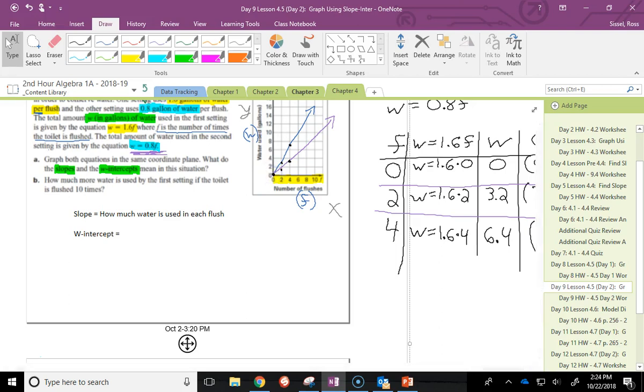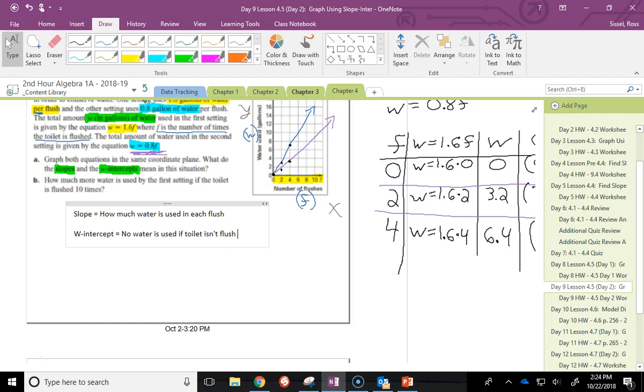Our w-intercept was telling us, oops, we gotta get back in here, that no water is used if the toilet isn't flushed. So yeah, it was telling me 0 gallons of water is being used, and where it was at was because there were no flushes.